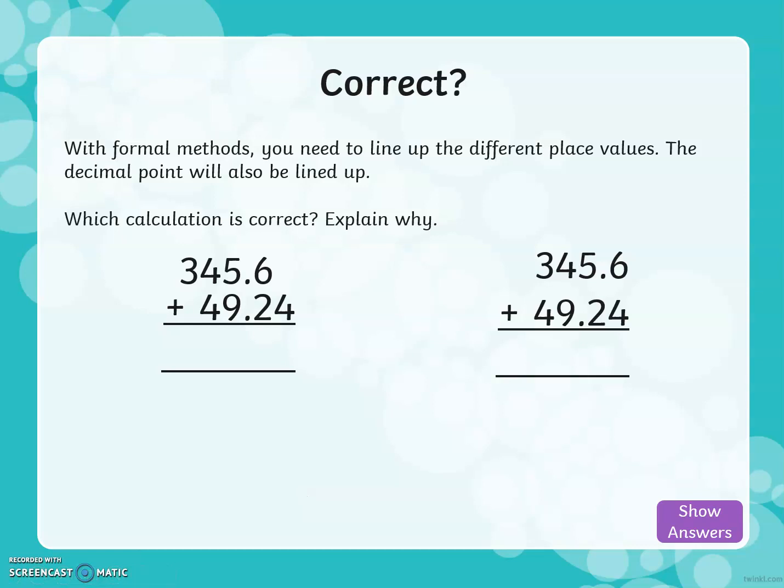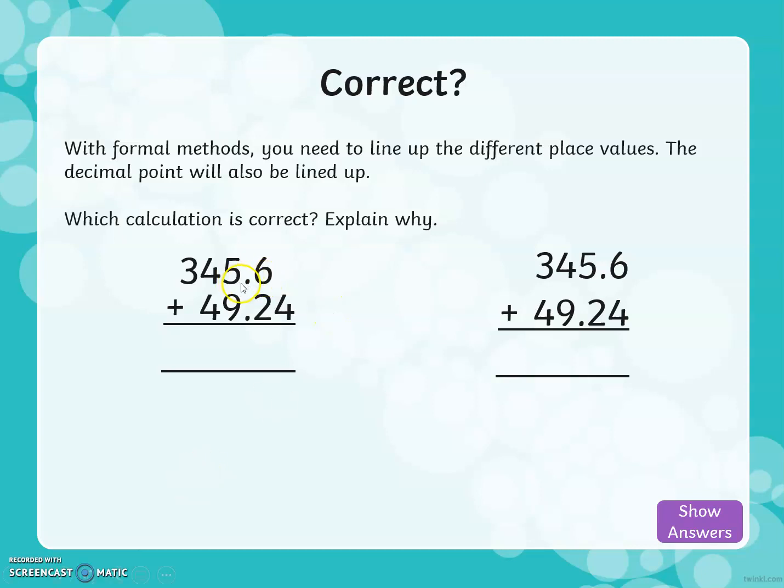Remember, the decimal points need to be directly underneath each other. It's like the buttons of a shirt. They are directly underneath each other. So with formal methods, you need to line up the different place values. The decimal point will also be lined up.